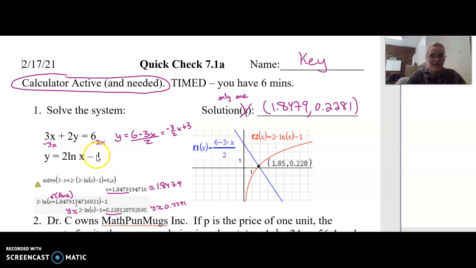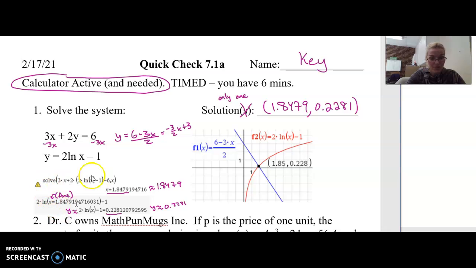And the typical way that I expected you to solve this was by graphing. If you graphed the first equation, so again, subtracting 3x from both sides, dividing by 2, right? You could have written it as negative 3 halves x plus 3, or just typed in exactly what you have there. They're going to intersect at this point. You used your intersect feature to find 1.85 and 0.228. If you gave me at least that, full credit on this problem.